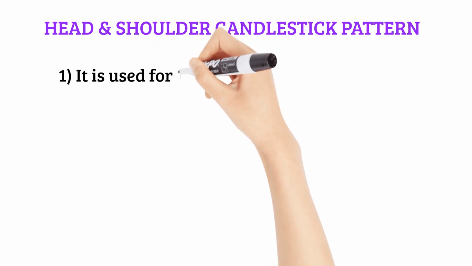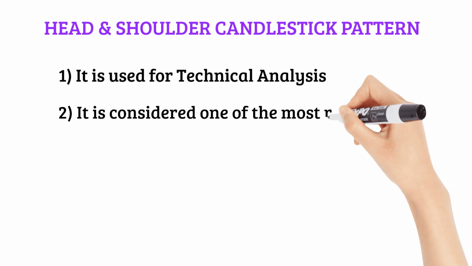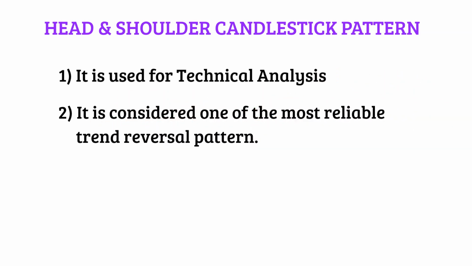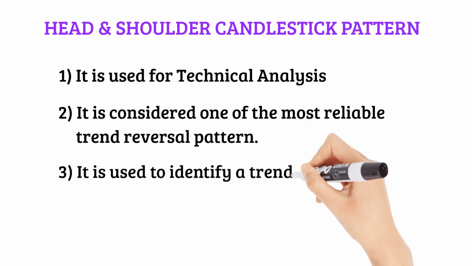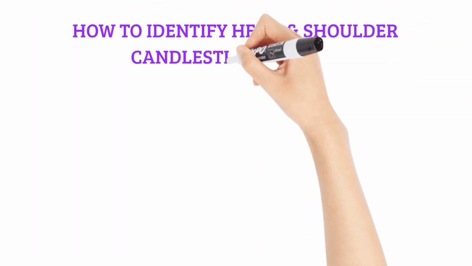Let's start with what is head and shoulder candlestick pattern. A head and shoulder pattern is used in technical analysis. It is considered as one of the most reliable trend reversal patterns. It is used to identify a trend change from an uptrend to a downtrend. So now let's see how you can identify the head and shoulder pattern.